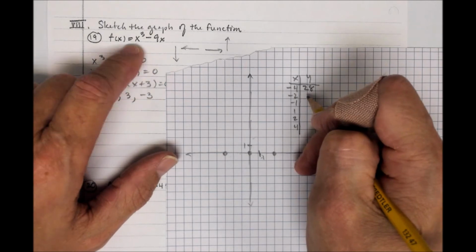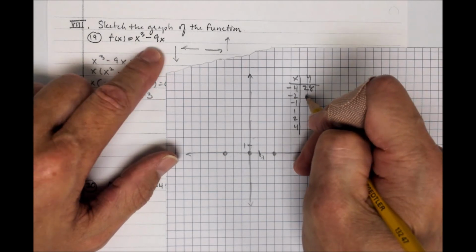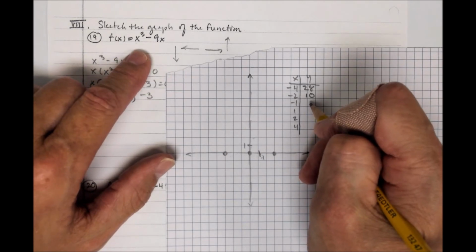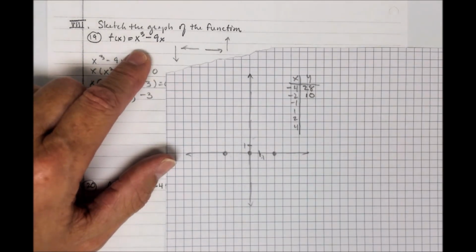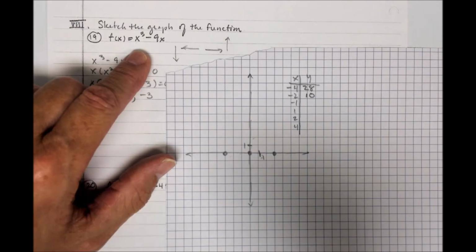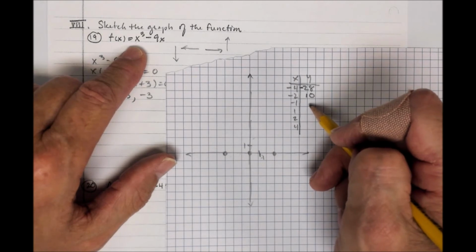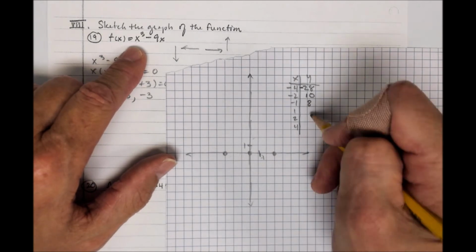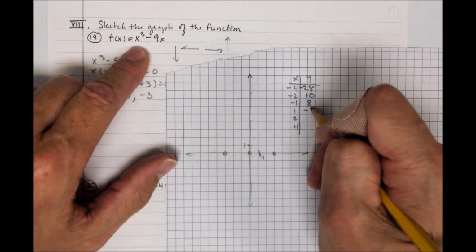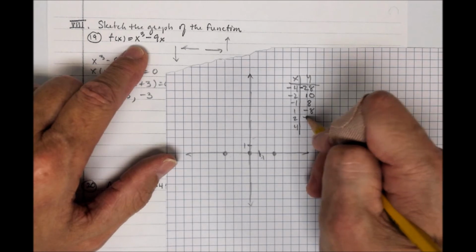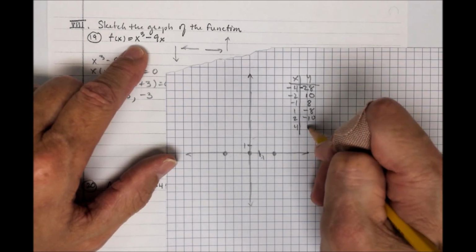Plug negative 2 in, that'd be negative 8 plus 18. That'd be 10. Plug negative 1, 10 or negative 10? Oh, negative 6, this is negative 28. I thought that didn't look right. Sorry about that, that's a negative 28, excuse me. Plug negative 1 in, that'd be negative 1 plus, that'd be a positive 8. Plug 1 in, 1 minus 9, it'd be negative 8. And these are just going to be the opposites, I bet you. It'd be 8 minus 18, it's negative 10. And 64 minus 36 is positive 28.